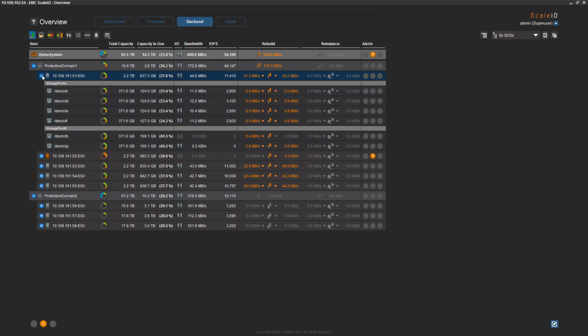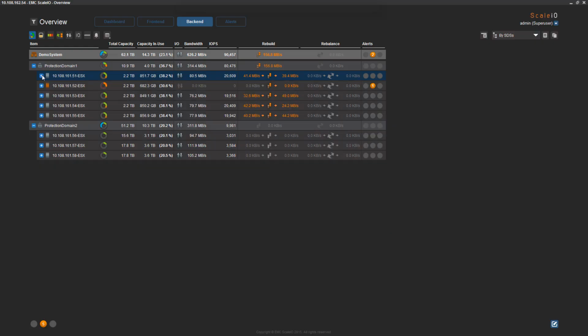In this demo, we took an entire node offline, but a single device failure within a node is rebuilt in a similar fashion. Because the rebuild operation is parallelized, the system works quickly to rebuild data protection.